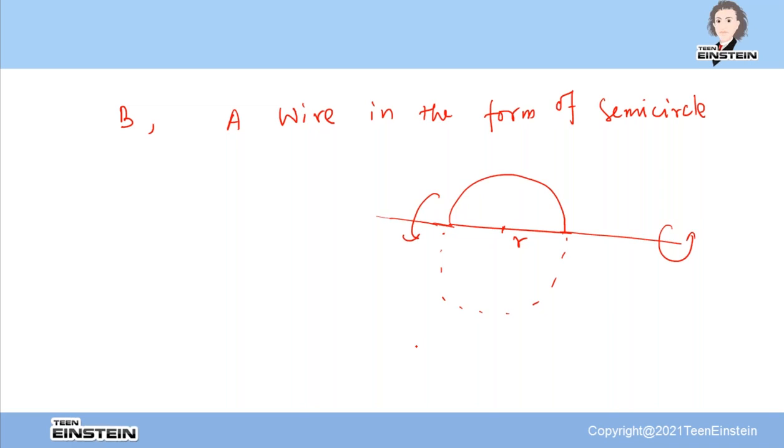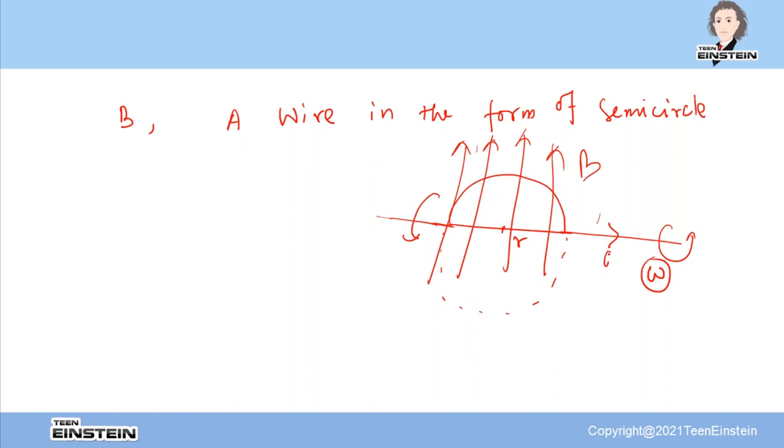So in a uniform magnetic field, that semicircular wire is rotated with angular velocity omega. The axis of rotation is perpendicular to the magnetic field. That means what? So this is the axis of rotation, so I can take the magnetic field in this way, like this. So this is B, and this is the axis of rotation, which is perpendicular to the magnetic field.